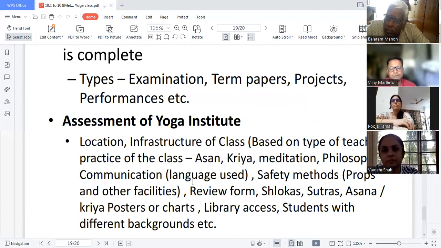Review form: Shlokas, Sutras, Asanas. A basic idea of Patanjali Yoga Sutra and Hatha Yoga Pradipika has to be mentioned. Definition of pranayama as mentioned in Hatha Yoga Pradipika.